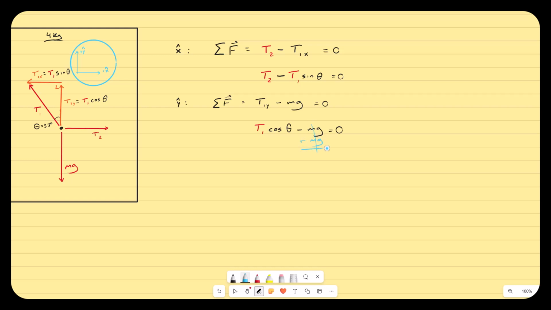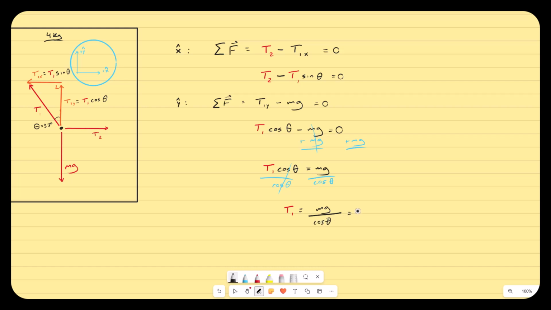I'm solving for T1, and it's my only unknown in here, so I'm going to add mg to both sides and get T1 cos theta equals mg, and then I'm going to divide by cos theta. That cancels it out over here, and I get T1 equals mg over cos theta.